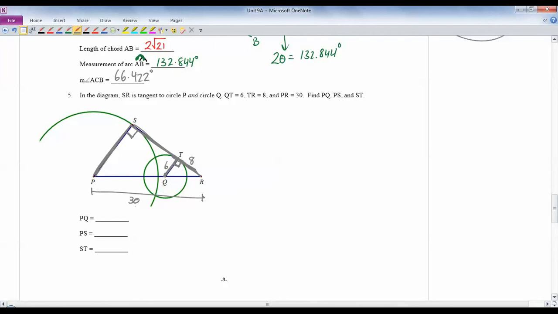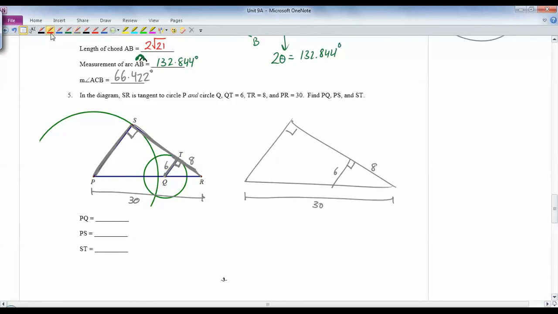All right, so let's see what we can figure out. Let me draw the triangles by themselves. So right angle there, right angle here. This was 8, this was 6, this is 30. Now we've done a ton of problems like these where I've got a triangle chopped with another line, and because these corresponding angles are congruent, I know that these lines are parallel. I've got a reflexive angle right here. I've got similar triangles. The big one and the little one are similar.